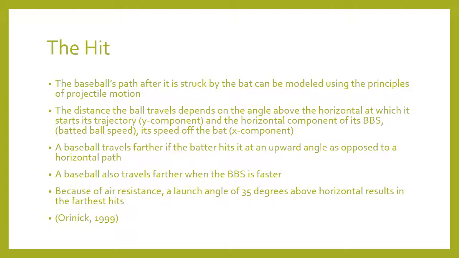The x component of the motion is the batted ball speed, which is the speed at which it travels horizontally. As you might expect, a baseball travels farther if the batter hits it at a higher angle above the horizontal. This is because it'll stay in the air longer before gravity brings it back down to the ground. Also, as you would expect, it travels farther when its original speed is greater. You might expect a launch angle of 45 degrees above horizontal would be ideal for the farthest distance, but because of the effects of air resistance, that ideal angle becomes 35 degrees.